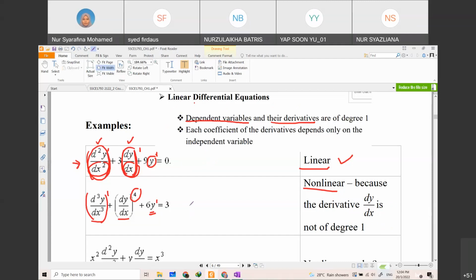Oh, so doctor, all the derivatives must be in the same degree. Yes, the dependent variable and the derivatives are degree one. Then we call it linear. Okay, you can see the difference between the first example and second example here, right?